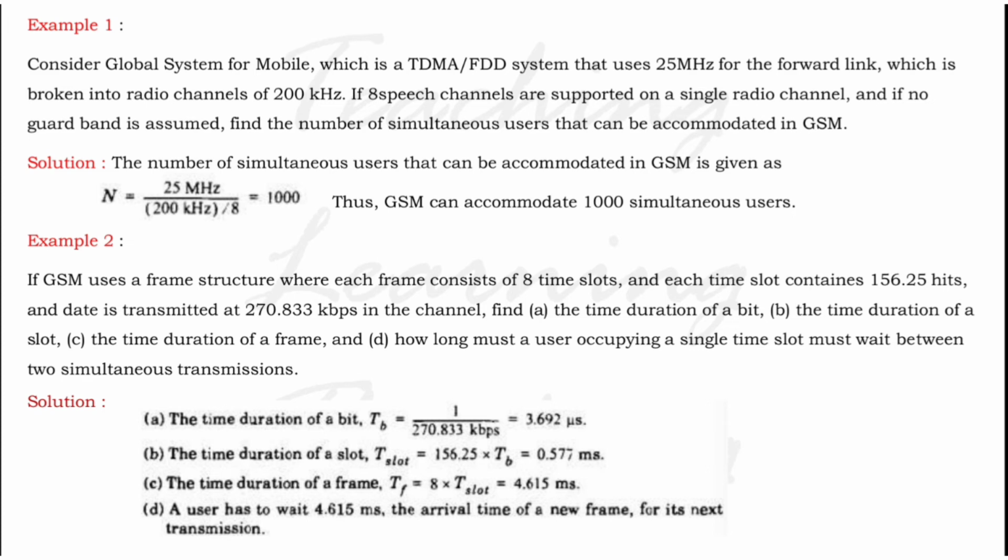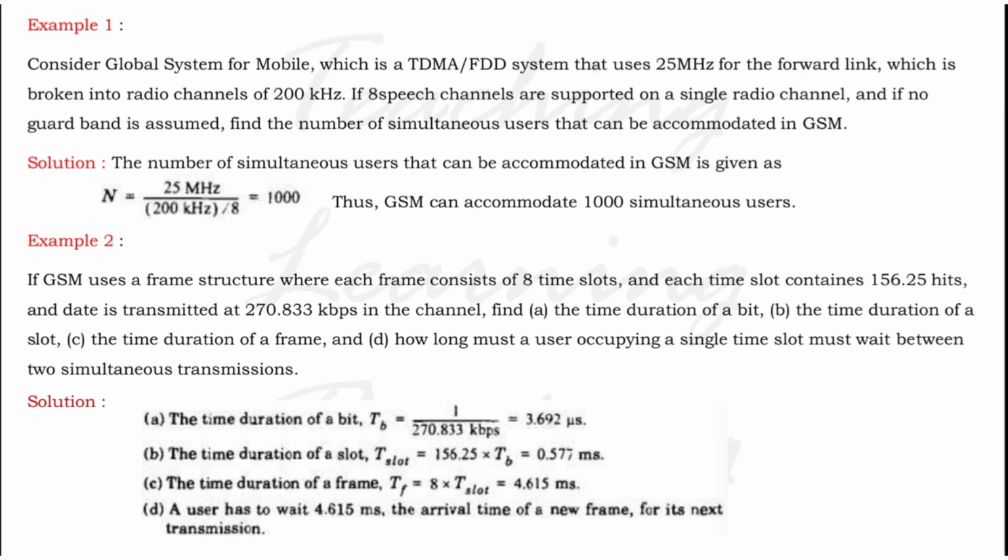And the second example: if GSM uses a frame structure where each frame consists of 8 slots and each time slot contains 156.25 bits, and data is transmitted at 270.833 kb per second in the channel, find the time duration of a bit, the time duration of a slot, the time duration of a frame, and how long a user occupying a single time slot must wait between two successive transmissions.